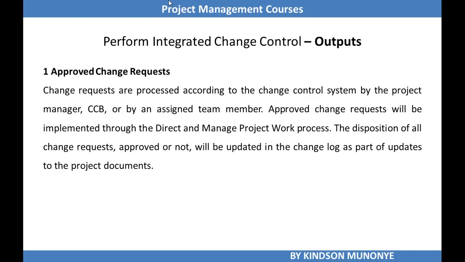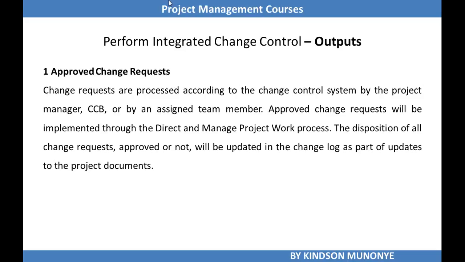Let's now take a look at the outputs of Perform integrated change control. After a change request is submitted, remember change requests serve as inputs to perform integrated change control. This change might be approved or rejected. If it's approved, it becomes an output, and then we have approved change requests, which have to be processed again according to the change control system by the project manager, change control board, or by the assigned team member. Approved change requests will be implemented through the direct and managed project work.